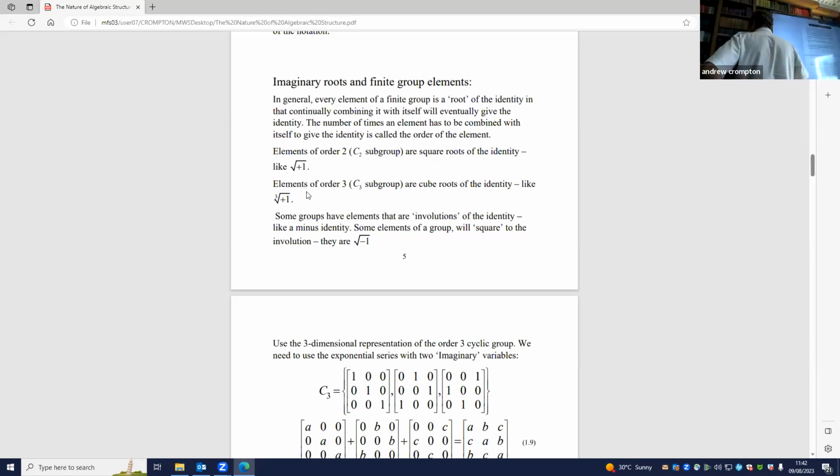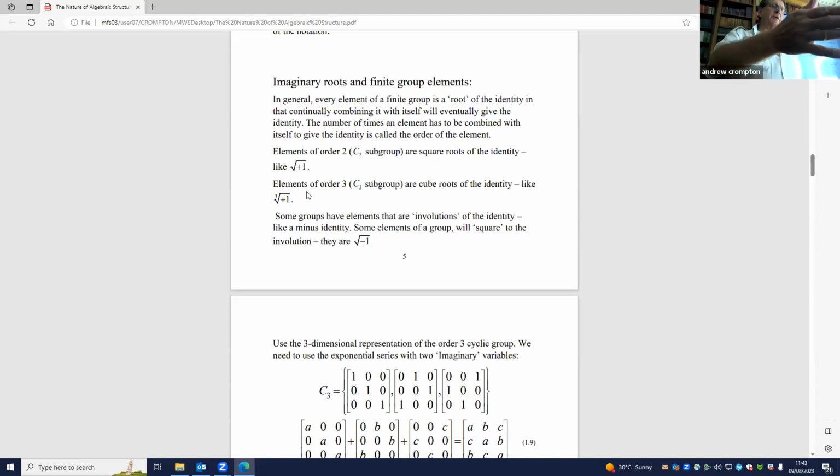Now, a finite group is a set of permutations. And what you do, you get any permutation, you combine it with itself once, combine it with itself again and again and again, and eventually you get back to the identity. So in a way, every permutation is a square root or a cube root or a fourth or a fifth root of the identity. So it's like a fourth root or a third root of plus one or square root of plus one. There are some elements which are the involutions of the identity in the group, which correspond to a minus one.